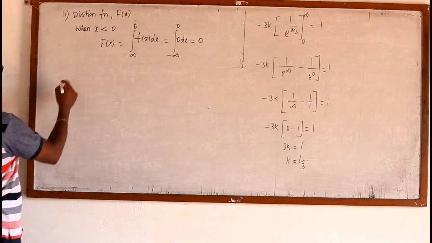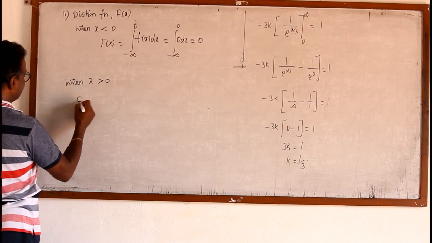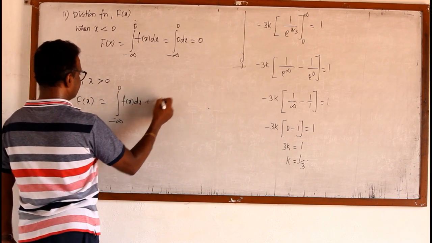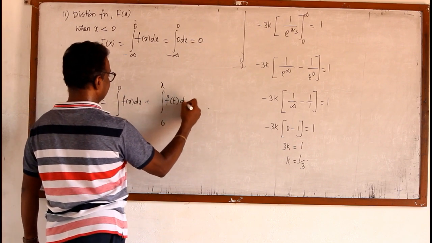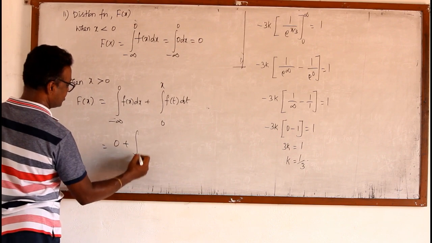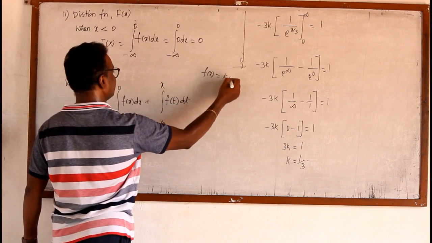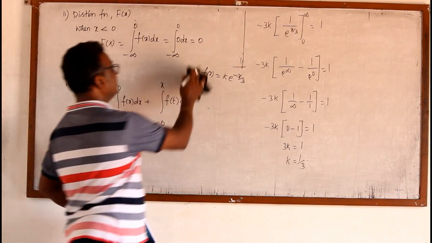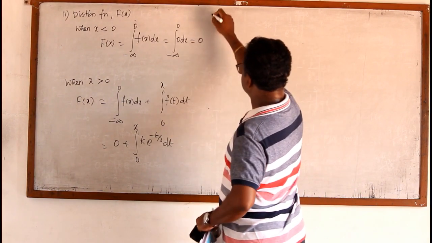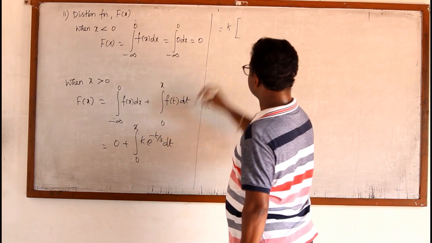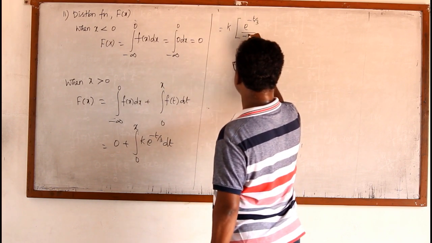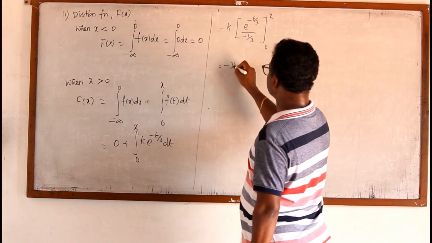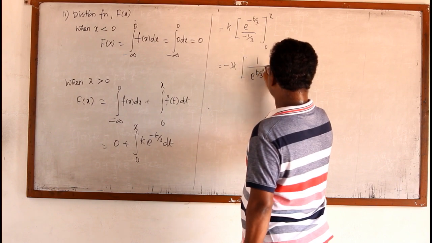Now I have to find out when x is greater than 0. Here capital F of x means I have to consider the integral from minus infinity to 0 of f of x dx, plus the integral from 0 to x of f of t dt. F of x is given as k into e power minus x by 3, so it is k into e power minus t by 3 dt. k can be taken out. The integration of e power minus t by 3 is e power minus t by 3 divided by minus 1 by 3, with limits 0 to x. As usual, it is minus 3k into 1 by e power t by 3, 0 to x.